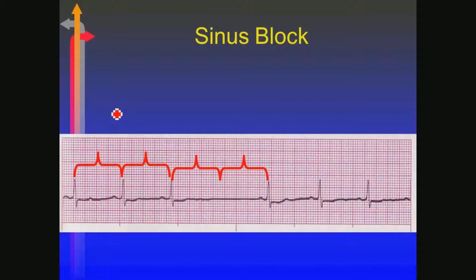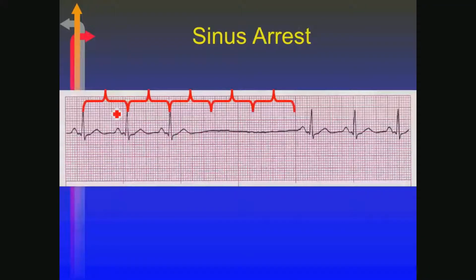Here's a sinus block. R to R is regular. Hey, where's my P wave? Got blocked out. For whatever reason, it didn't get conducted through the atrium. Picked itself back up with its normal pacemaker. So that if you were to plot out using calipers the R to R, you would see that there's a P wave missing there.